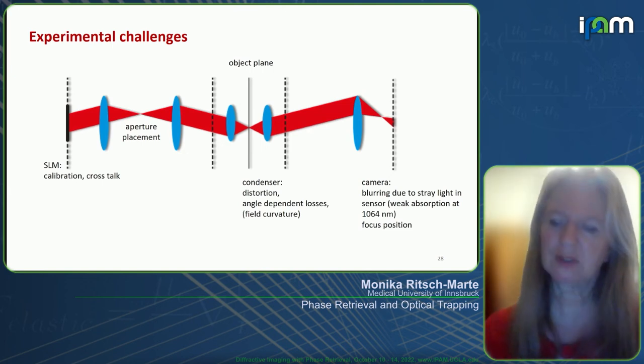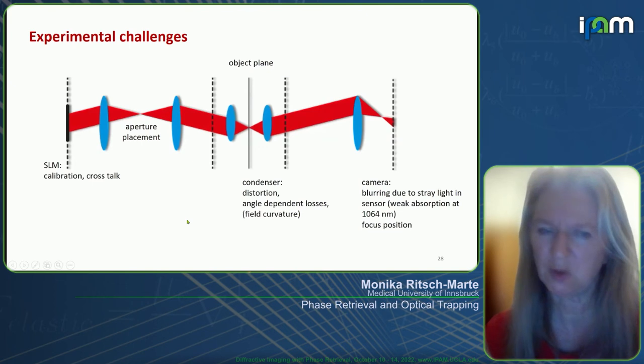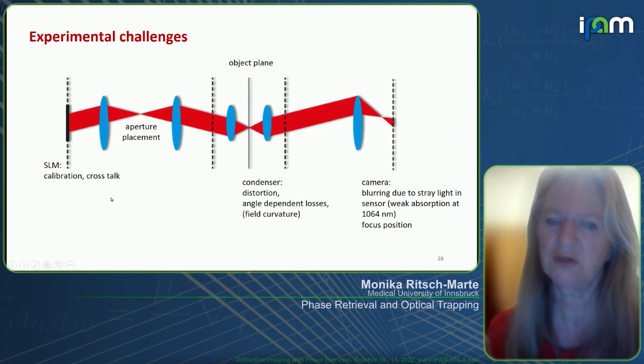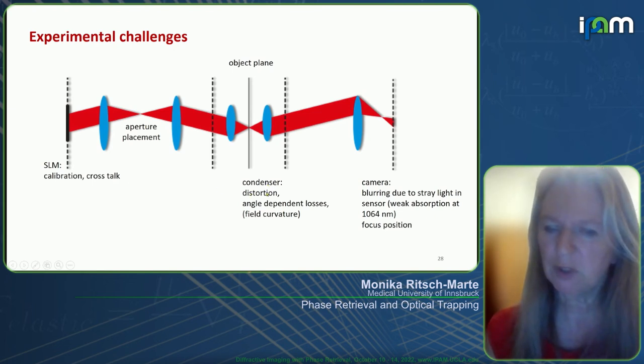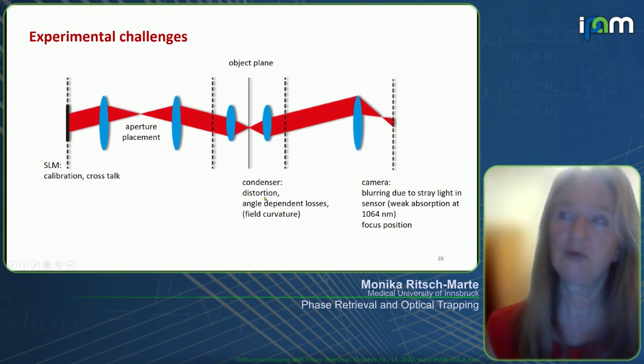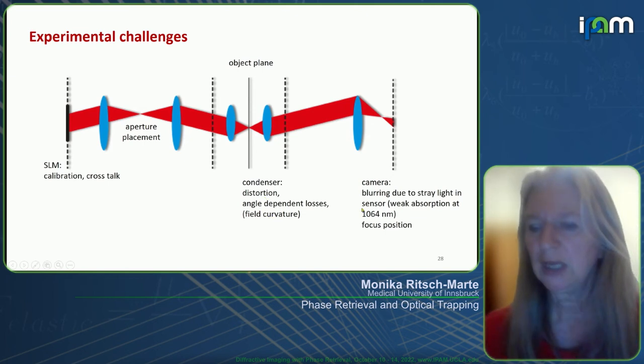Yeah, well, there are some experimental challenges. I think I probably skipped that. It's probably not so important. If you want to get a good result, a lot of things have to be taken into account, like SLM calibration, characterization, crosstalk. In the condenser, we have a little bit of distortion, and we do have aberrations in the optical systems. We also have a bit of field curvature. In the camera, there's stray light and so on.